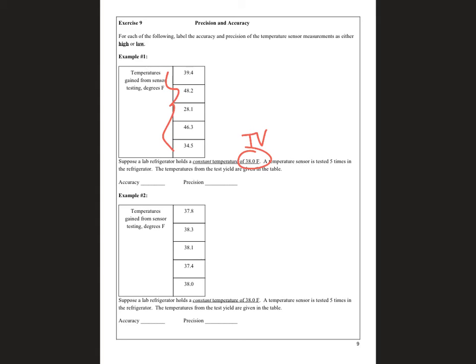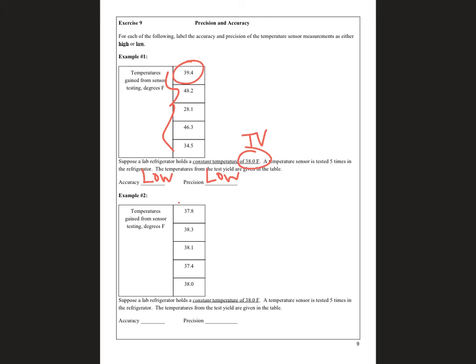Well, when I look at all those temperatures, I only see, this one's maybe a little bit close to 38, but it's not close enough. So I would say that this is very low accuracy. Now for precision, I'm looking at whether that series of measurements are close to one another. And in this case, no, these are low. They are low precision because none of those measurements are close to one another.